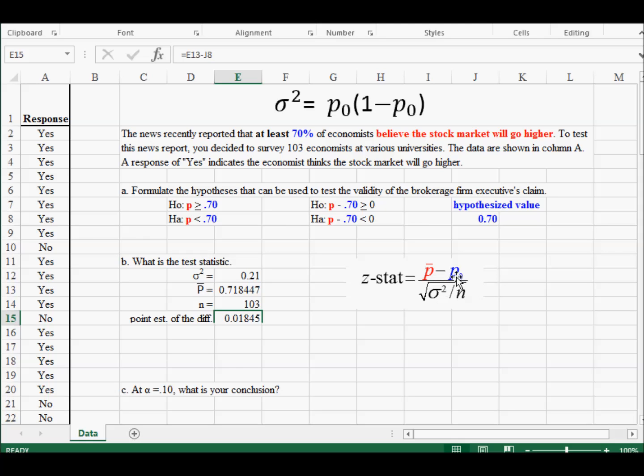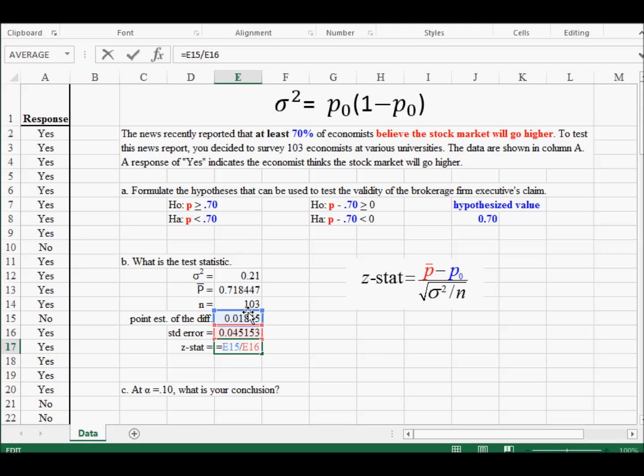So the next thing I need is the denominator of the test statistic, which is the standard error. The standard error is found by taking the square root, typing equal, square root SQRT, parentheses, E12, which happens to be the value for the sigma squared or population variance, divided by the n, which is 103 in this case. And so the denominator of my test statistic, known as z-stat, is 0.045153.